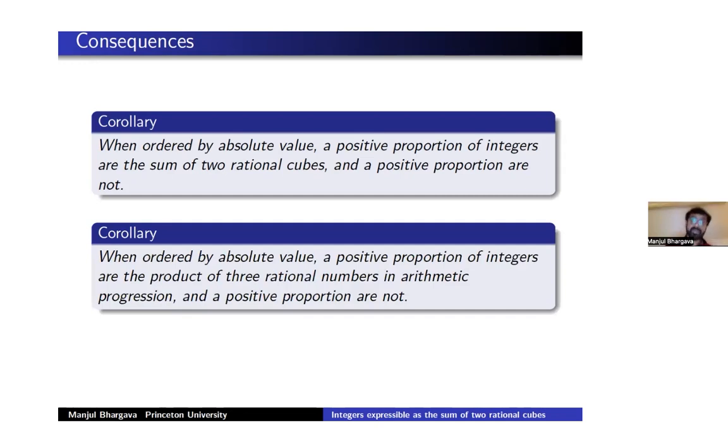When ordered by absolute value, a positive proportion of integers are the product of three rational numbers in arithmetic progression, and a positive proportion are not, because the corresponding elliptic curve there is also a cubic twist family. So a lot of these arithmetic kinds of problems end up being cubic twist families of elliptic curves. And so one can use these results to say the corresponding positive proportion statements about integers with those kinds of properties as well.